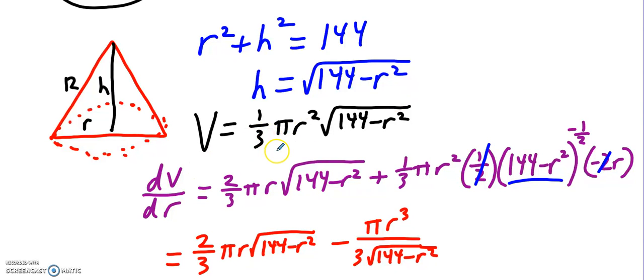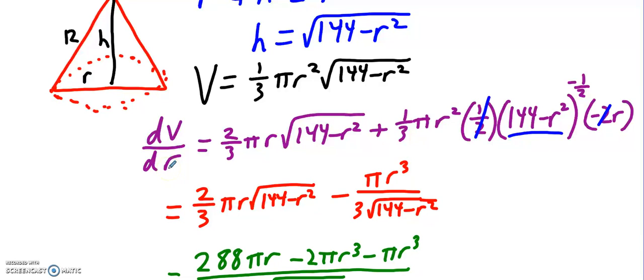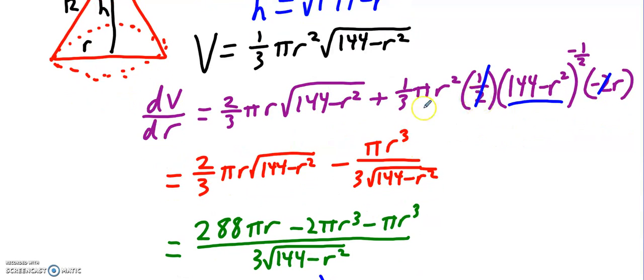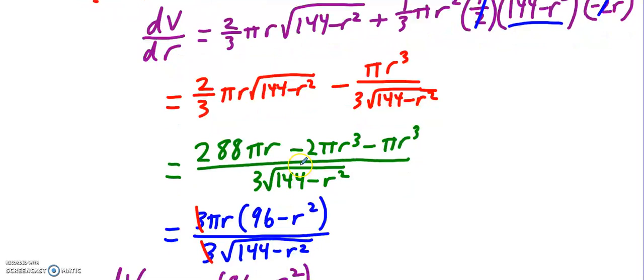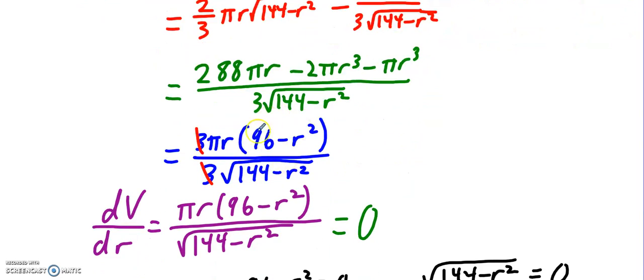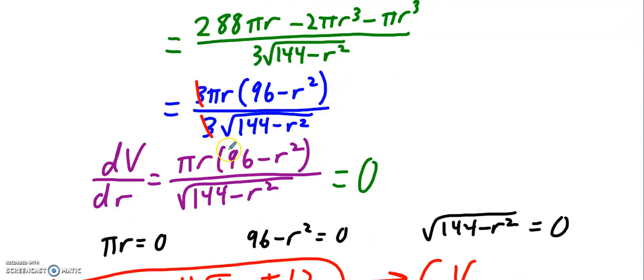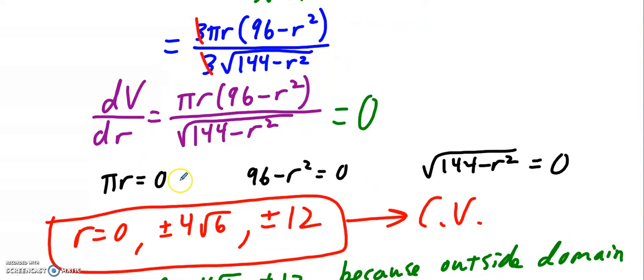We have our volume equation. Let's take the derivative, dV/dr. Use the product rule: derivative of the first, so 2/3 pi r, times the second, square root of 144 minus r squared, plus the first, 1/3 pi r squared, times the derivative of the second. Don't forget the chain rule: 1/2 (144 minus r squared) to the negative 1/2 times negative 2r. Simplify a little bit. Let's get a common denominator, combine like terms, factor out any greatest common factors. So we end up with dV/dr is pi r times (96 minus r squared) over the square root of 144 minus r squared.